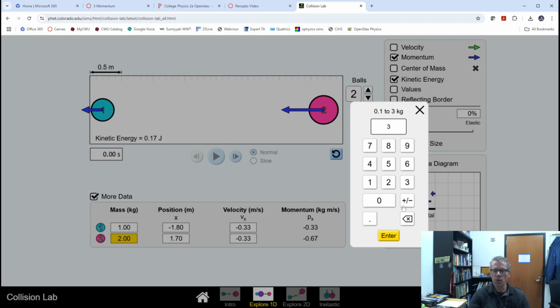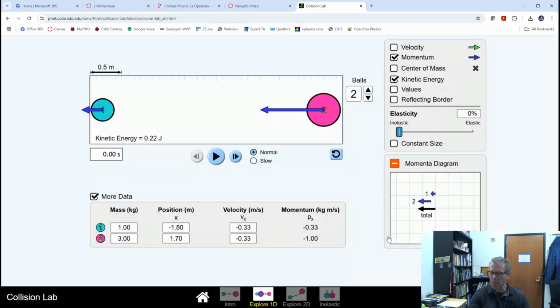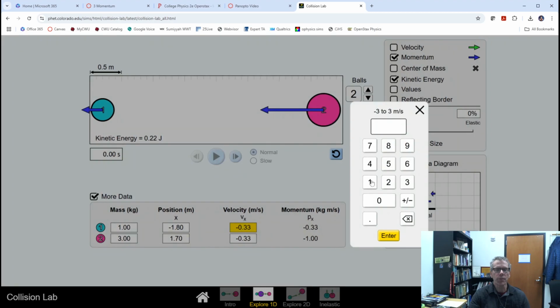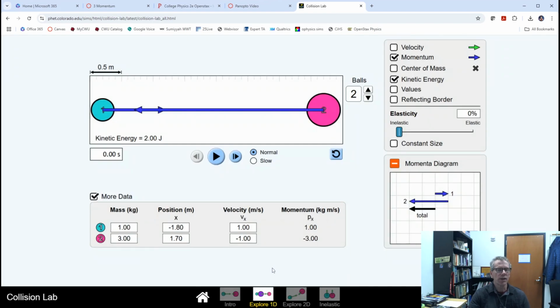I think before I said there'd be one more, but I want to do something more. All right, so notice here the initial momentum is -2 kilogram meters per second, so 2 kilogram meters per second to the left, and kinetic energy is 2. So predict what is going to happen.